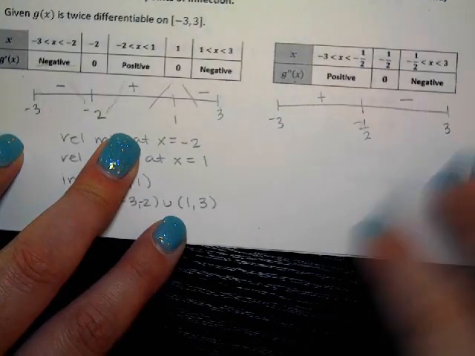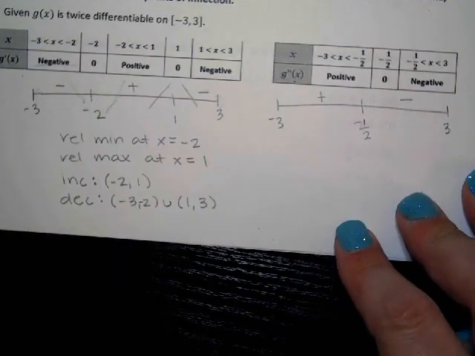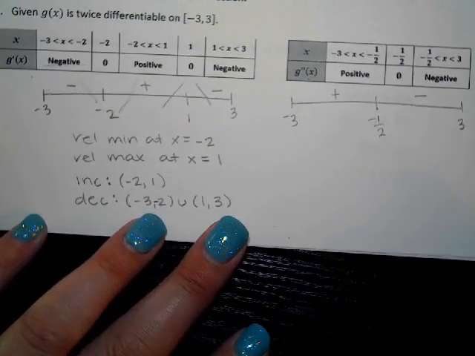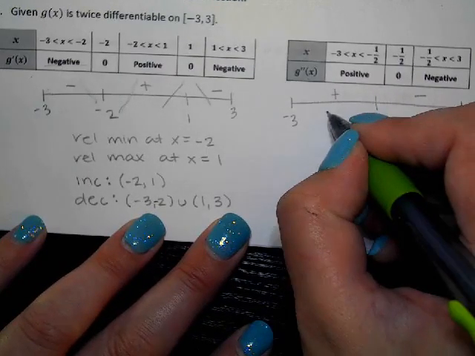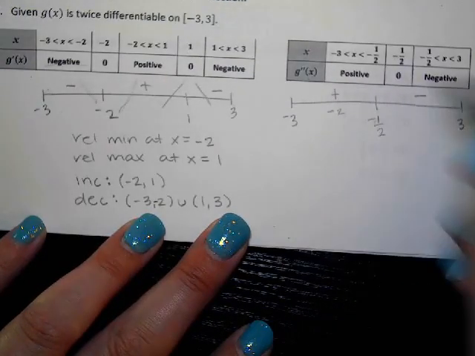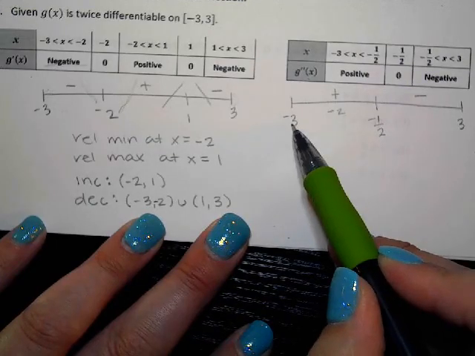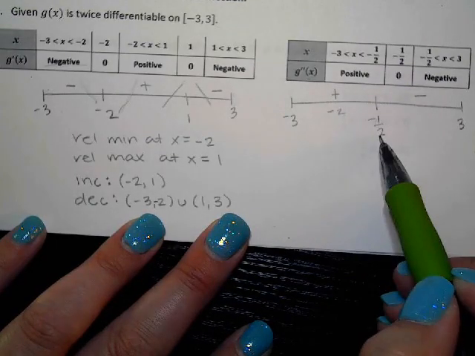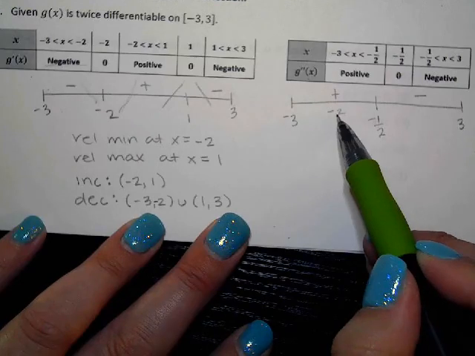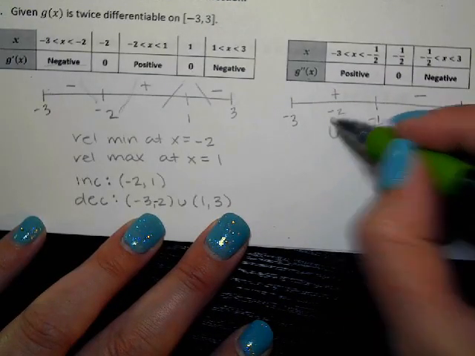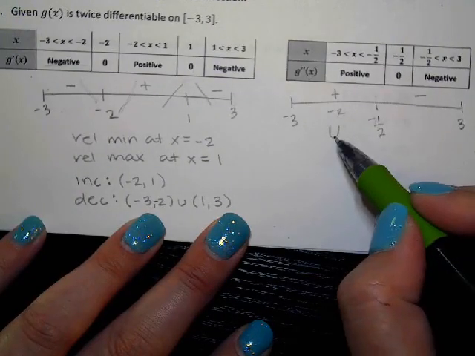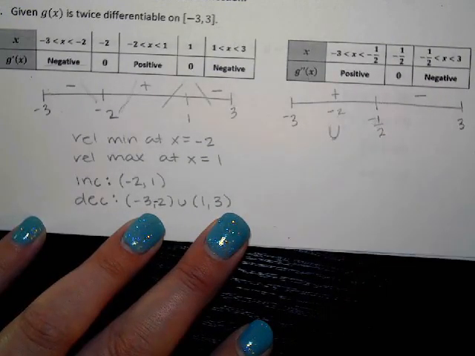So now if we were using the second derivative test, we would say that -2 is a number that falls in between -3 and -1/2. We would say that -2 falls in between those, that this is positive, therefore it's concave up. And we would say that that confirms that -2 is a relative minimum. Does that make sense? That's how the second derivative test works.